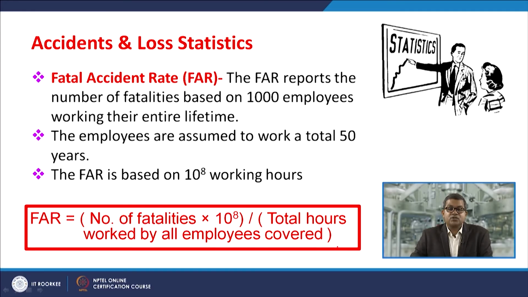The FAR is based on 10 to the power 8 working hours. So FAR is the number of fatalities multiplied by 10 to the power 8, divided by the total hours worked by all employees covered. Now remember, we are dealing with the industry in question. Both of these formulae are statistical methodology. They are not dealing with the outer periphery or the people residing outside the industrial premises.